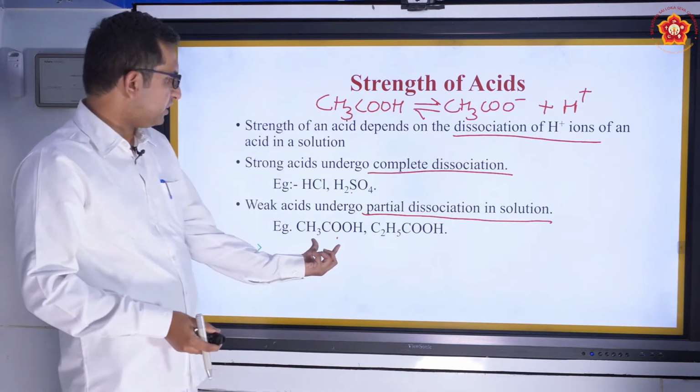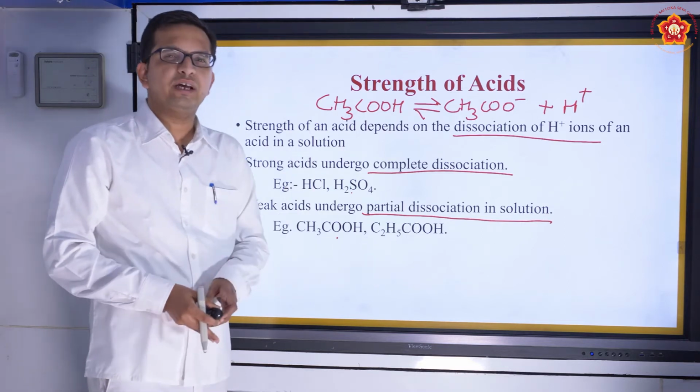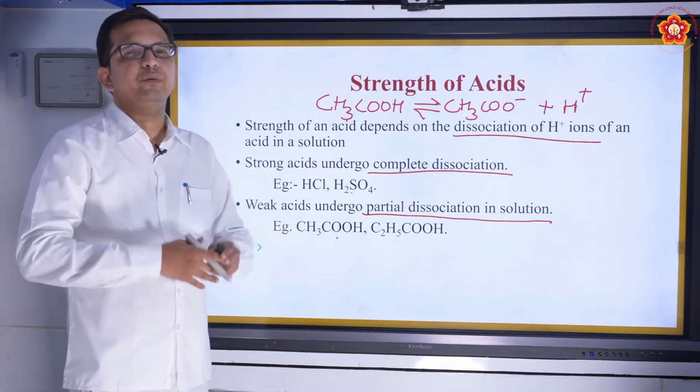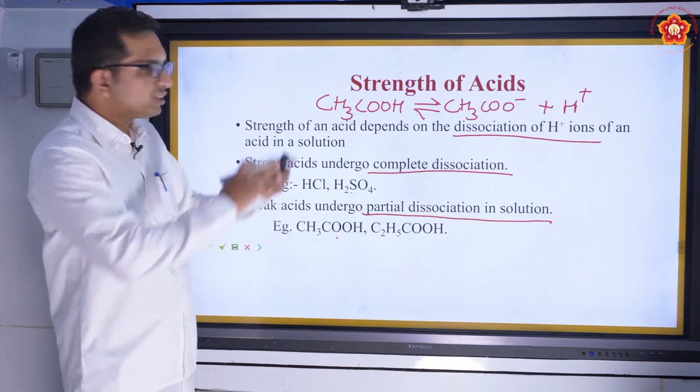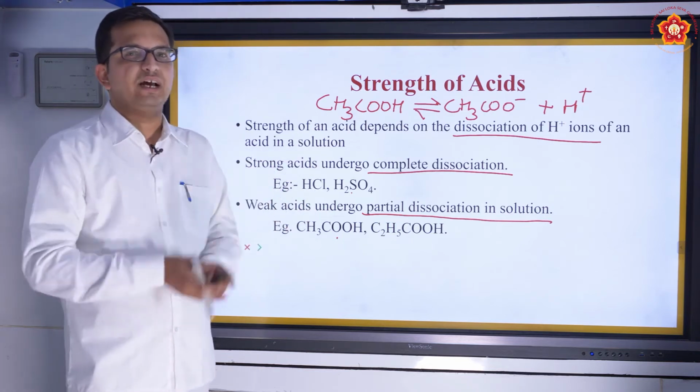So this is called ethanoic acid, a 2 carbon system. This is called propanoic acid. As explained, the study of this in greater detail will be at a later stage. So this is about the strength of an acid, how strong an acid is, how weak an acid is.